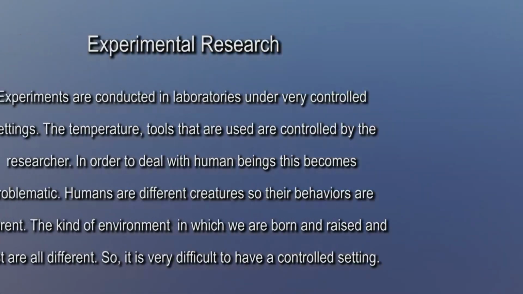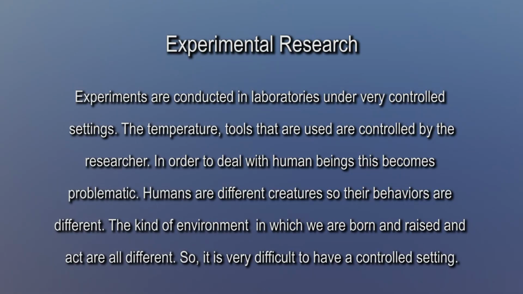So, an experiment is usually a tool utilized in the natural sciences. You must have gone to physics labs or chemistry labs or even biology labs where you have experiments done in controlled settings. What do I mean by controlled settings? That the temperature, the atmosphere, and the kind of tools that are used in the experiment have been controlled by the researchers. So, in order to deal with human beings, this becomes kind of problematic for obvious reasons.